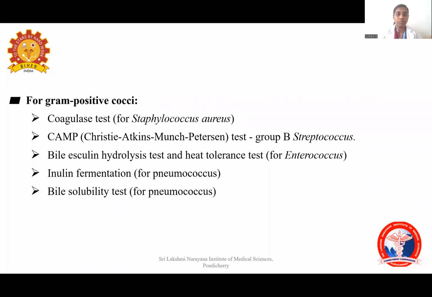Then for group B streptococcus, we can use another test which is known as Christie-Atkins-Munch-Petersen, that is CAMP test. That is a test which is used for identifying group B streptococcus.